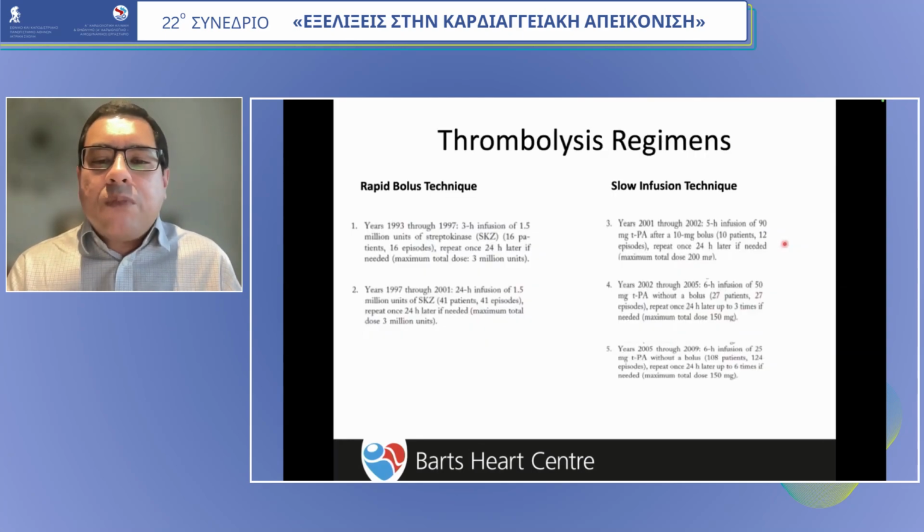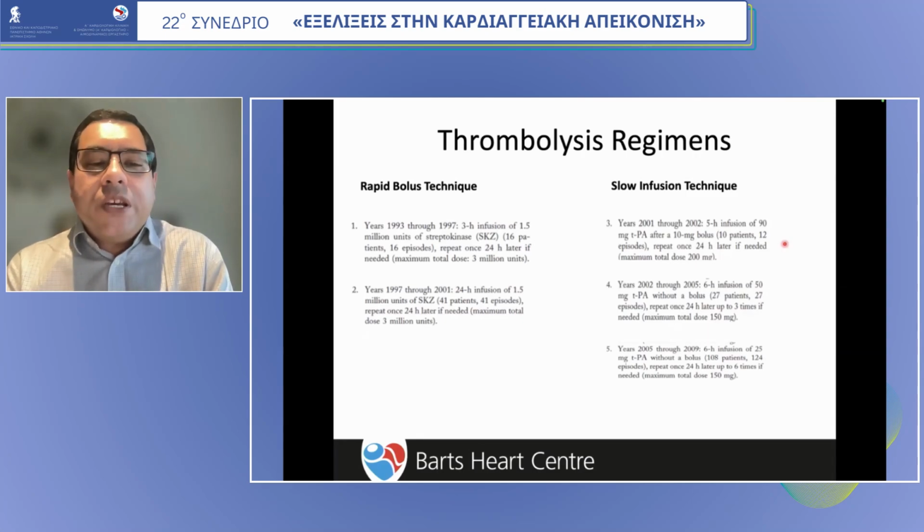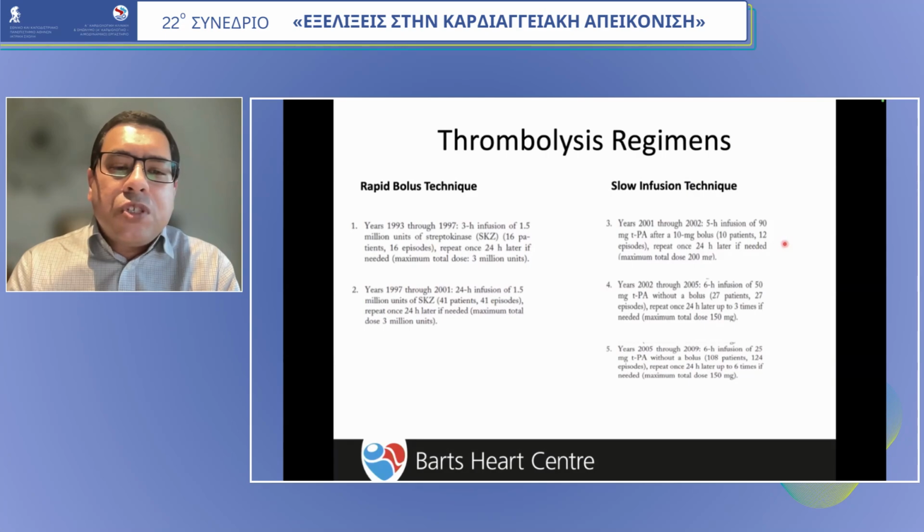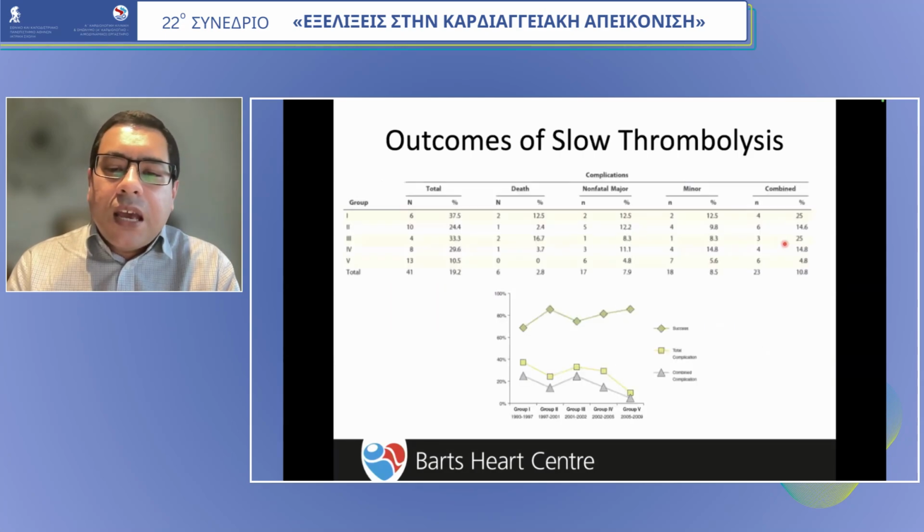So is there a better way to do thrombolysis? The old ways were rapid thrombolysis over an hour to 2 hours. But now we've got slow, low-dose thrombolysis. And this looks at the outcome of different thrombolysis regimes. So you've got groups 1 and 2, which are the old style 1 hour, 2 hour thrombolysis. And groups 3, 4, and 5 are the slow, low-dose thrombolysis. And what you see is over time, the success rate has increased in the green with slow thrombolysis, and the complication rate has significantly reduced. So from a complication rate of 40%, we're now down to 5 or 10%.